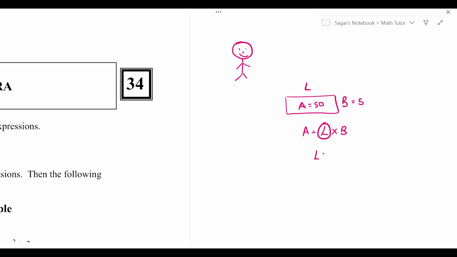So he or she will make L the subject of the formula by dividing both sides by B. So we've got our area divided by the breadth. So we take 50 all over 5, and this is equal to 10. The length is 10.